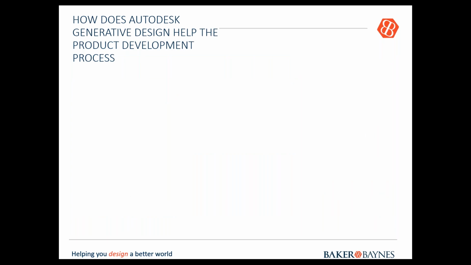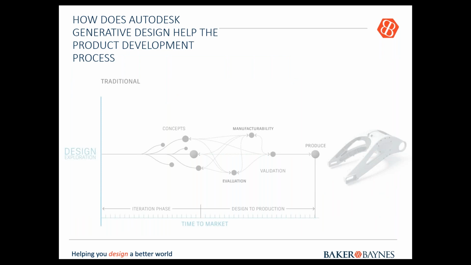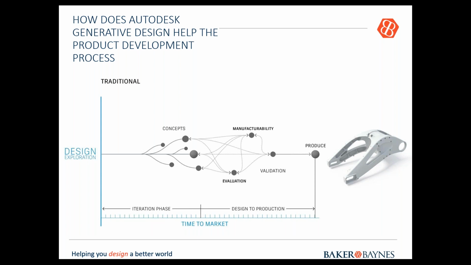On the next slide, how does Autodesk Generative Design help the product development process? I'm going to show you 2 graphs here. This one is traditional. I want you to look at this. The iteration phase over here with the concepts, and the design to production phase, which is manufacturing and evaluation, validation, and then at the end, you're going to produce.